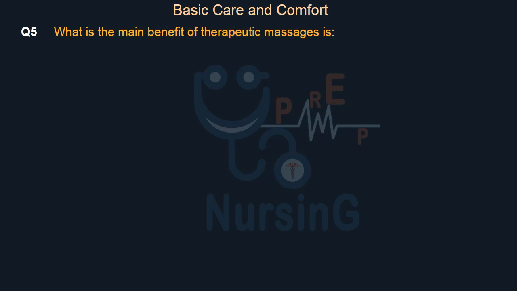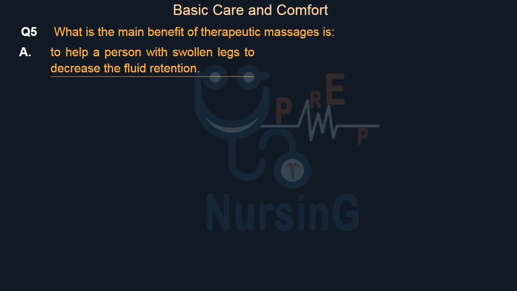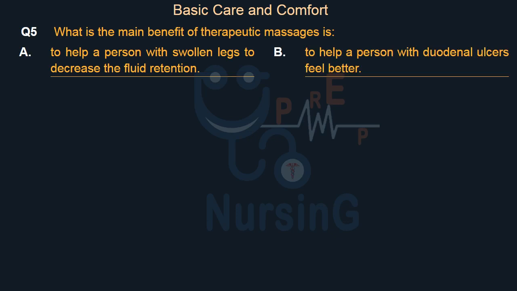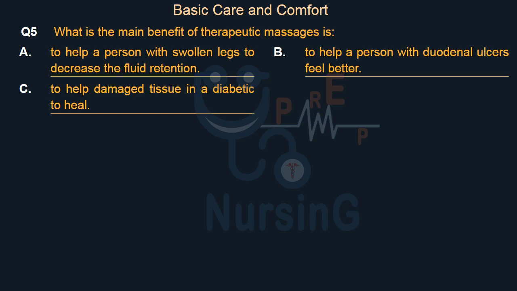What is the main benefit of therapeutic massage? Option A. To help a person with swollen legs to decrease the fluid retention. Option B. To help a person with duodenal ulcers feel better. Option C. To help damaged tissue in a diabetic to heal. Option D. To improve circulation and muscle tone. Right answer is Option D.